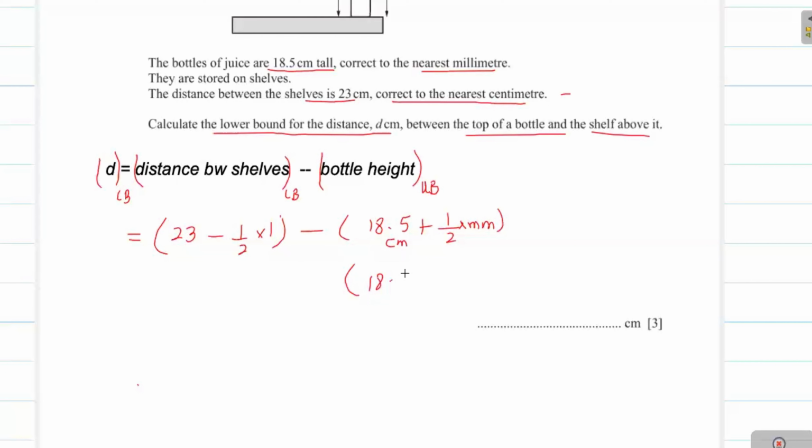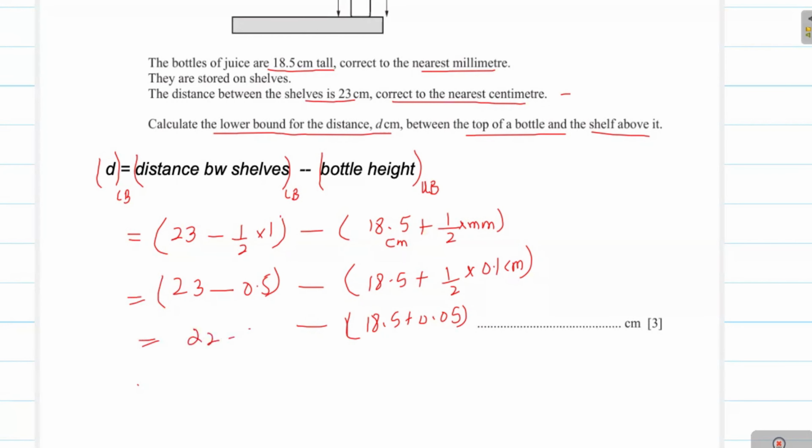Therefore, this value 18.5 plus 1/2 into 1 millimeter will be equal to 0.1 centimeter. Therefore, we can write this minus 18.5 plus 0.05, and this will be equal to 23 minus 0.5, and this will be equal to 22.5.